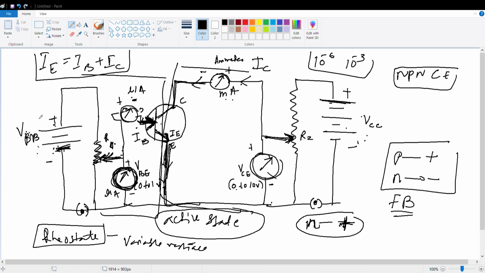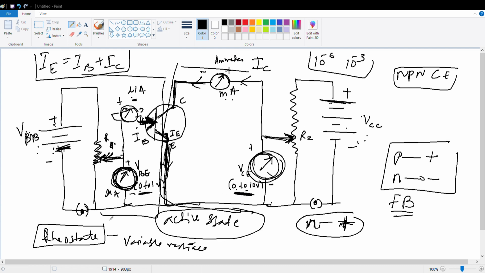But what about VCE? This is the VCE. This VCE is kept... see, can you see 0 to 1 volt? Here I wrote 0 to 1 volt, and here I wrote 0 to 10 volt. Can you see the difference?